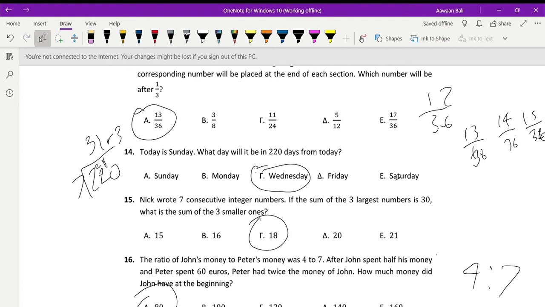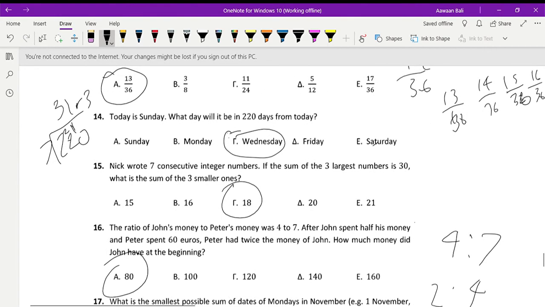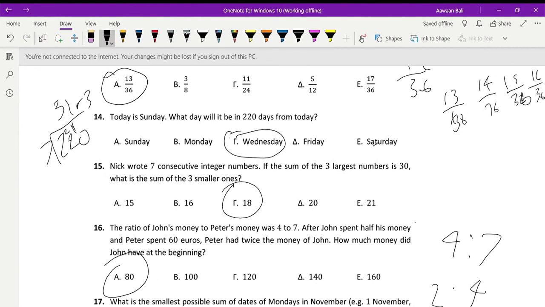I mean, sorry, after 31 weeks, it'll still be Sunday, because after 1 week, the day that you're on right now will be the same as the day after 1 week. So after 31 weeks, it'll still be Sunday, obviously, but there's 3 days left. So after Sunday, there's Monday, Tuesday, Wednesday. So once you get to Wednesday, you know the answer is gamma. Easy, right?